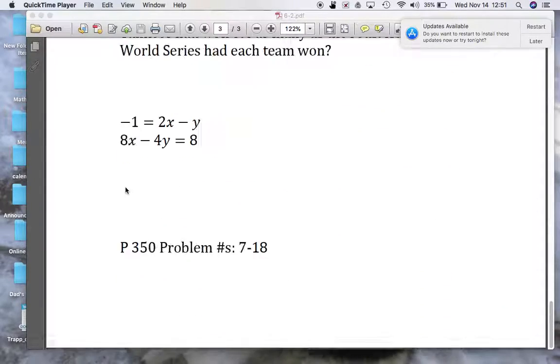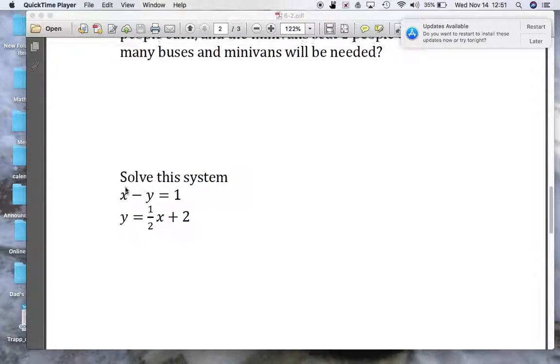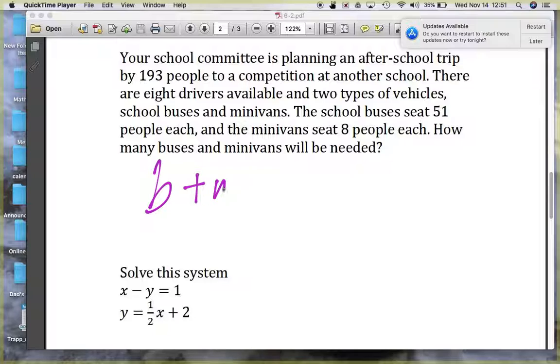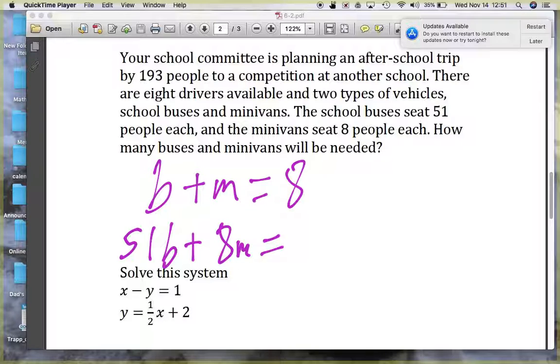So we'll look at the word problem here. There's a lot of examples here. I'm not going to do all of them. We'll look at the word problem real quick. So, a school committee is planning a trip. 193 people to another school. 8 drivers. And they're driving buses or minivans. So if I add the buses and the minivans, that's to equal 8, because that's how many drivers I have. And we know that the bus holds 51. And then the minivan holds 8. And we know that there are 193 people going.